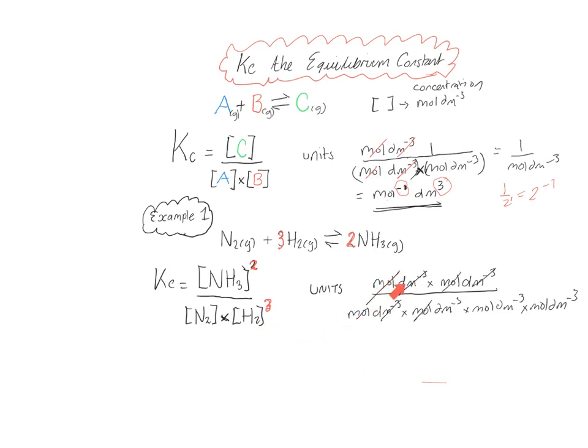We now start to cancel out, which leaves us with 1 over moles per dm cubed times moles per dm cubed. Moles times moles is moles squared. dm cubed times dm cubed is dm to the minus 6. We add the indices. Let's now bring this to the top, so it becomes moles to the minus 2 times dm to the plus 6.